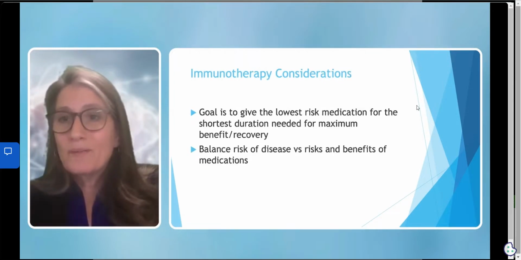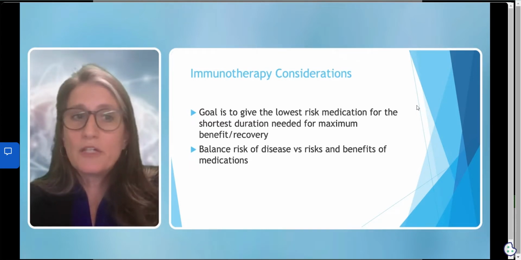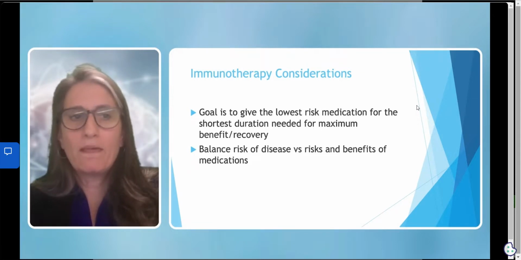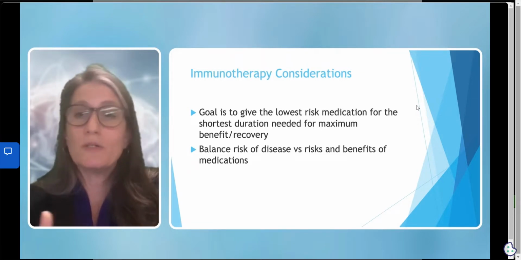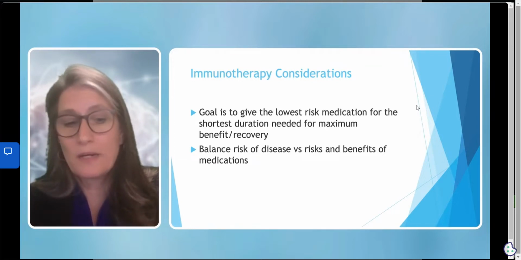So my goal when I'm starting treatment for a child with autoimmune encephalitis is to give the lowest risk medication for the shortest duration of time needed for the maximum benefit and recovery. And we're always trying to balance the risks of the disease versus the risks and the potential benefits of a medication.